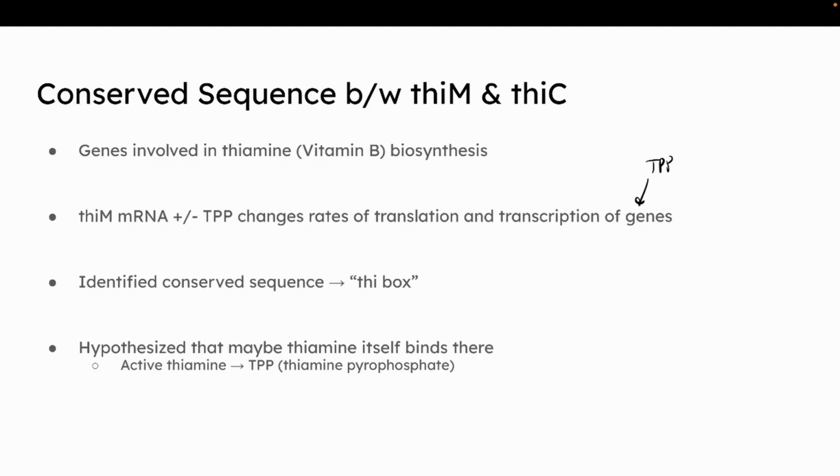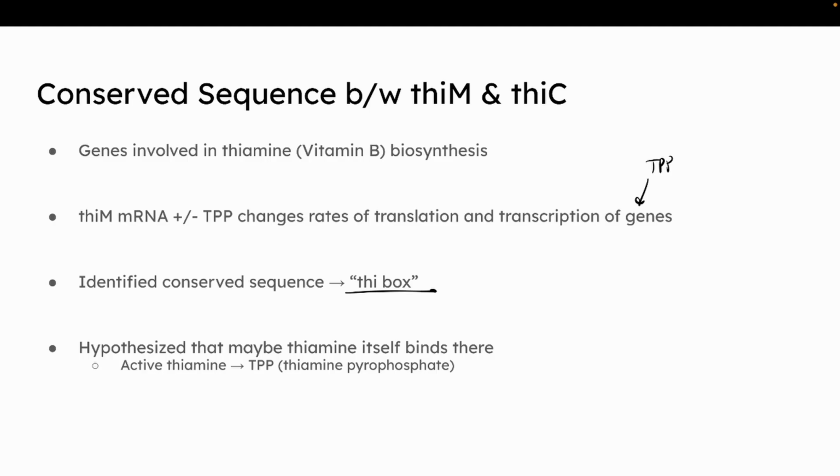And so scientists identified a sequence that was found in both mRNAs, and they termed it the Thi box. And they hypothesized that probably TPP binds itself there to regulate transcription or translation or both, right? This was sort of the thought process, but it's just a hypothesis. Just seeing, okay, there's mRNA and you add TPP, and then there were changes in both translation and transcription.